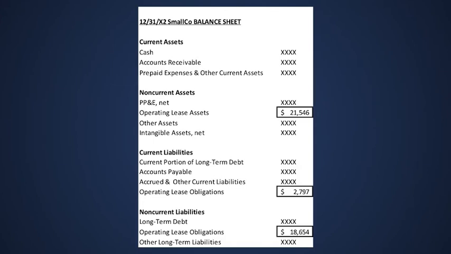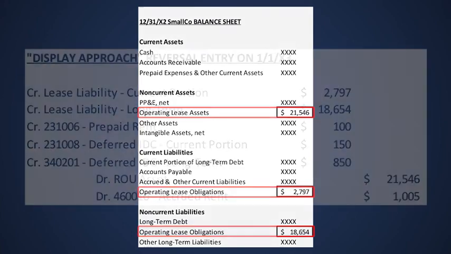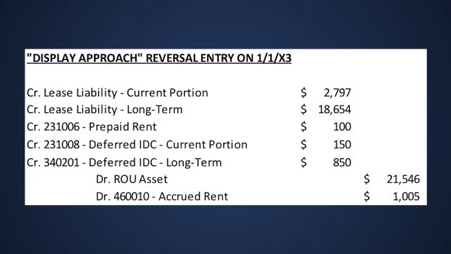After making this topside journal entry, Smallco's balance sheet would present the following in accordance with the guidance in the ASU. It is important to note that companies are permitted, but not required, to present operating lease assets, current operating lease obligations, and long-term operating lease obligations separately. In the above balance sheet, these accounts are presented separately for illustrative purposes. On 1/1/X3, a reversal entry would be recorded to back out the year-end topside entry and allow Smallco to continue using its current systems and operating lease tracking schedule.